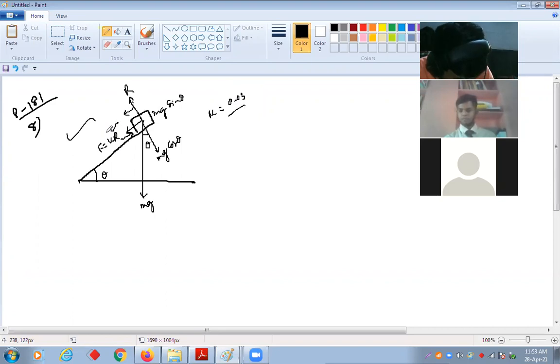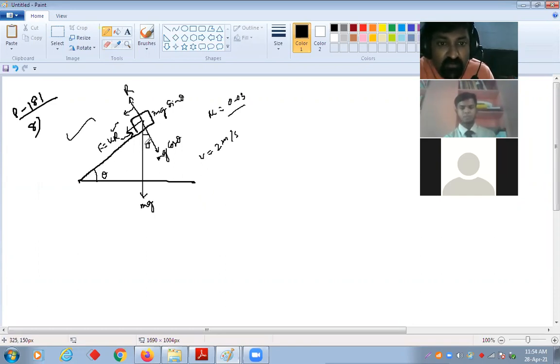The box is traveling at a speed of 2 meter per second. That means V is 2 meter per second. When it reaches the bottom of the ramp, find the length of the ramp. The ramp rises 10 centimeter for every 80 centimeter long.